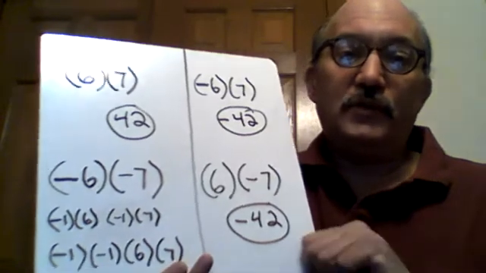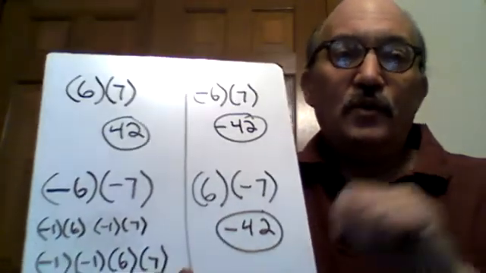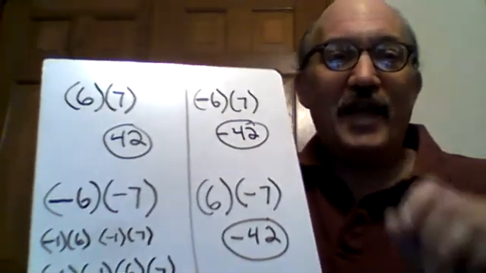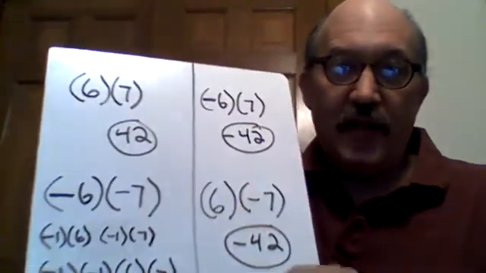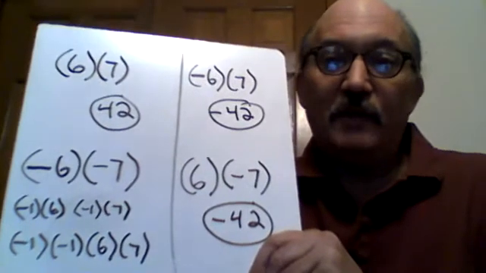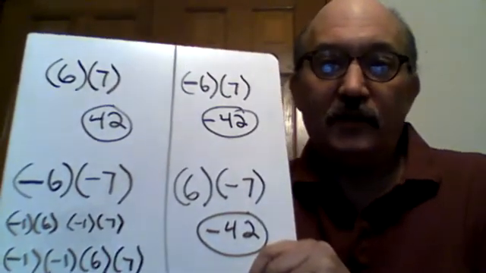And the good news is that with division, the rule is exactly the same as multiplication. Same signs positive, different signs negative. I'm going to provide you some examples of those divisions, and you should be good to go.